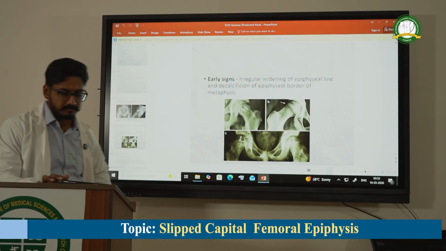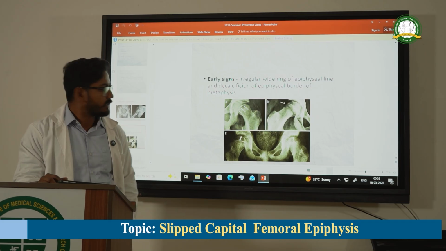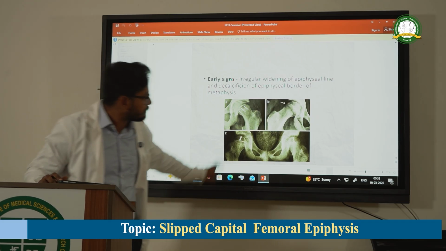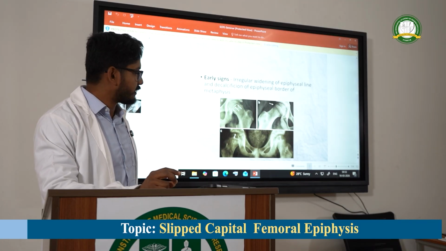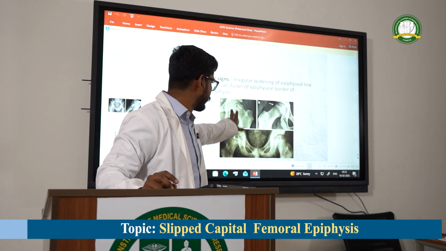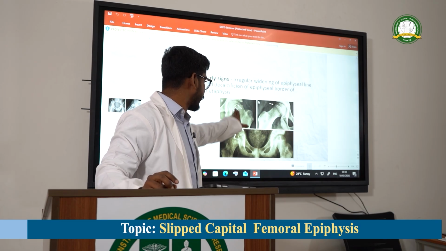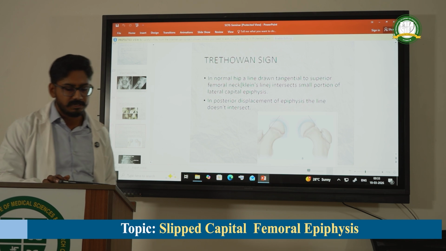Coming to X-ray, early signs are noted on X-rays. There will be irregular widening of the epiphyseal line and decalcification of the epiphyseal border and metaphysis. There will be decalcification noted over the borders of the epiphysis and the metaphysis. And Trethowan sign. What is Trethowan sign?